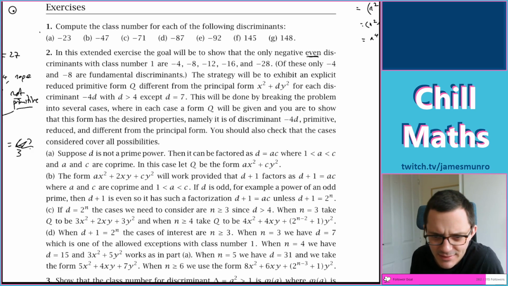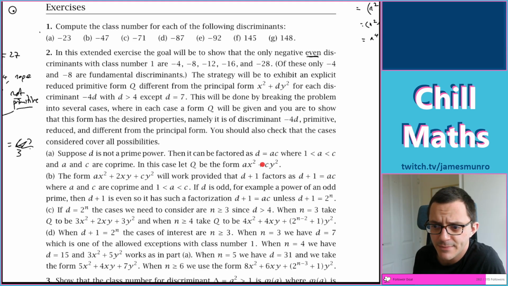Okay. Right, suppose d is not a prime power, good start. Then it can be factored like this. In this case, let Q be of the form x squared plus cy squared. So first check, the discriminant is 0 squared minus 4ac, which is minus 4d. Good start. It's reduced because a is less than c, and it's different from the principal form.